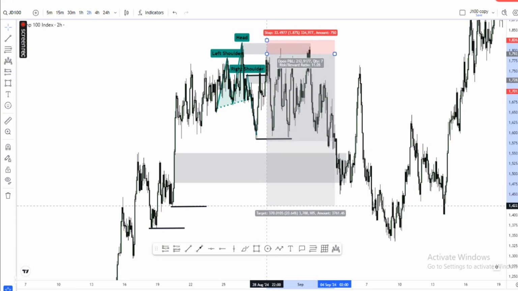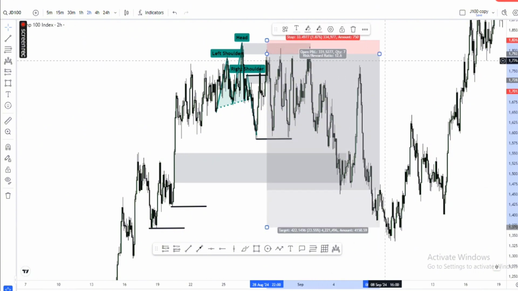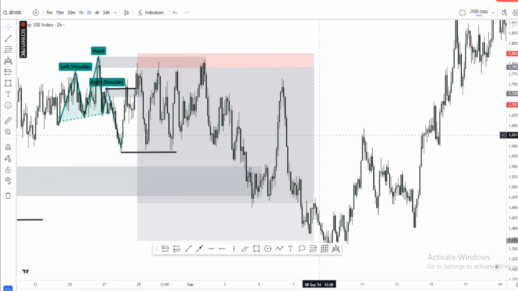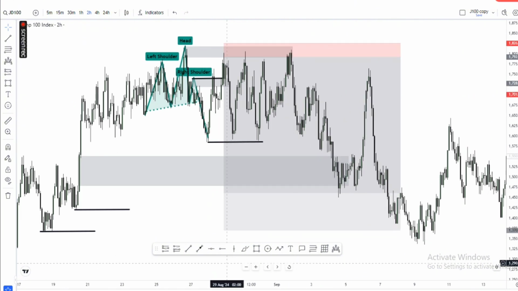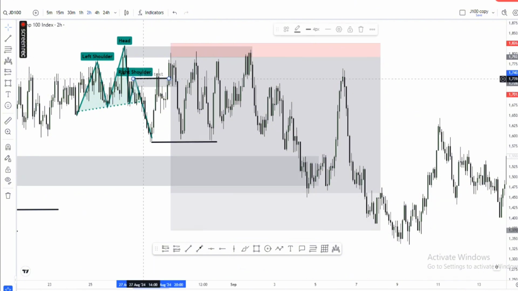Or if you targeted this liquidity, you'd have been up 1:11. If you targeted this right here, you'd have made a 1:12 nicely, guys. Okay, so this is pretty much it, traders. You want to make sure you backtest this strategy over and over again, perfect how to use it, and I'm telling you, you're going to really enjoy using this strategy.